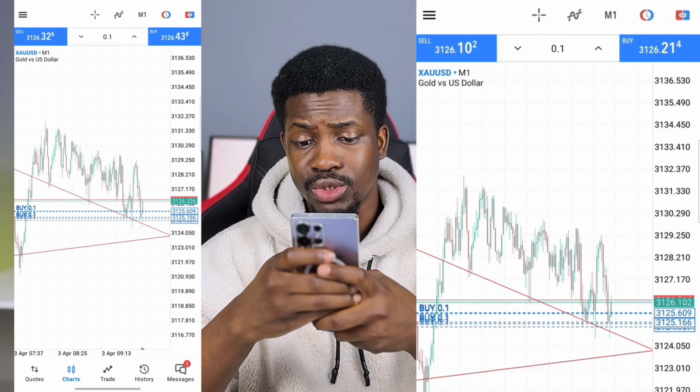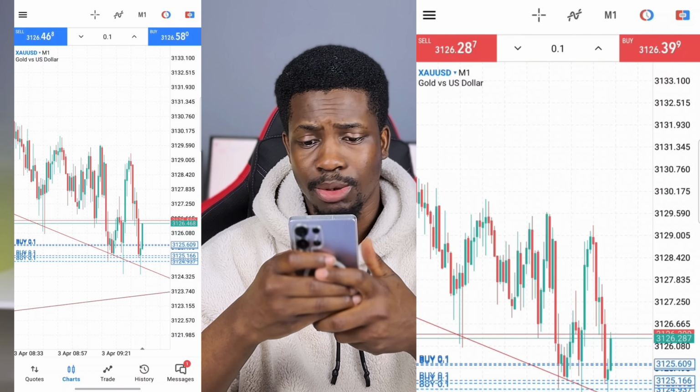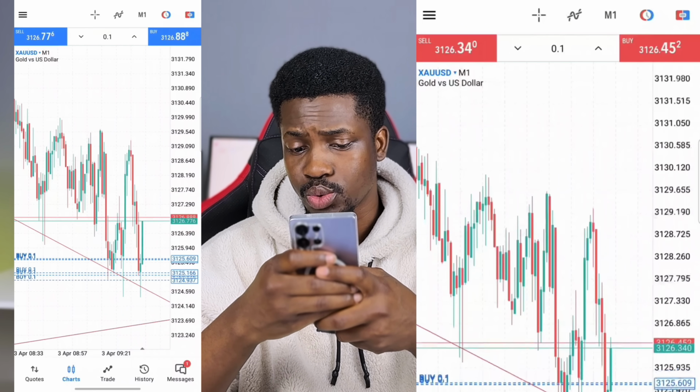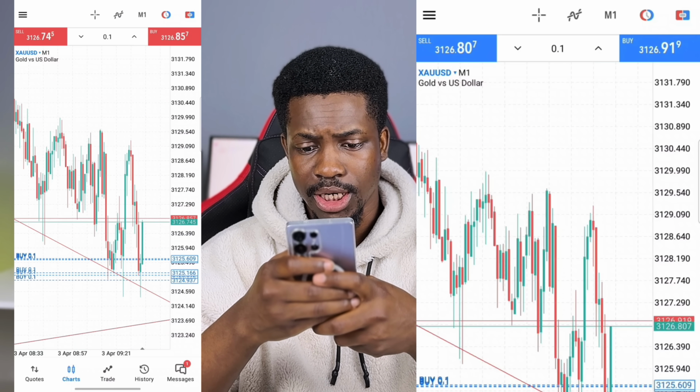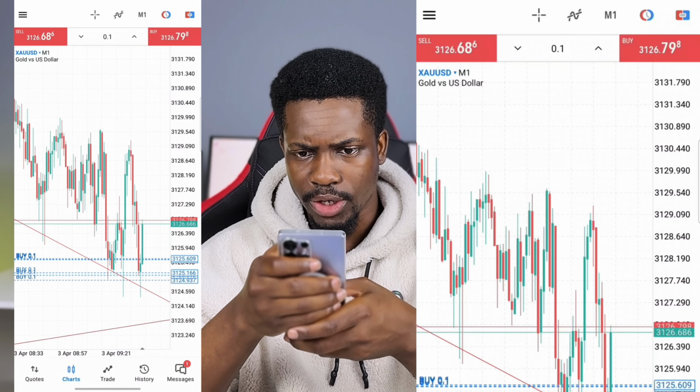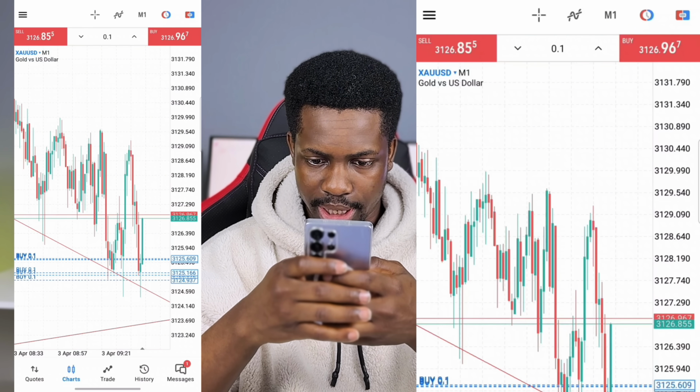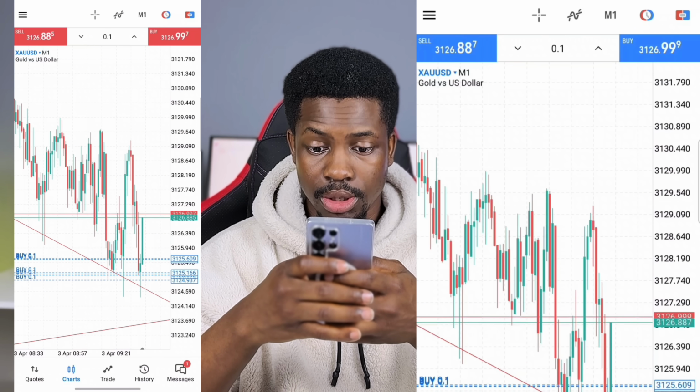Now you don't have to use unlimited leverage, by the way. You can use just normal 1 to 500, 1 to 1000, 1 to 2000. We'll have to leave this trade very soon. From what I can see, we may need to leave this trade very soon.